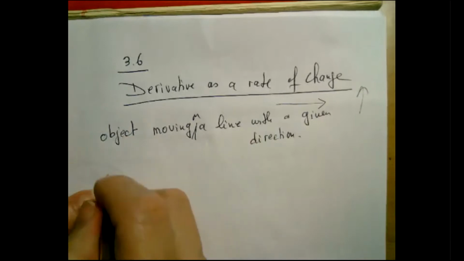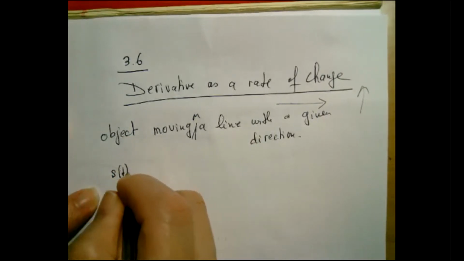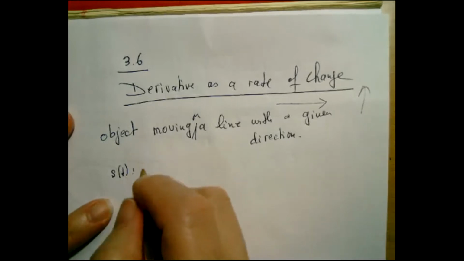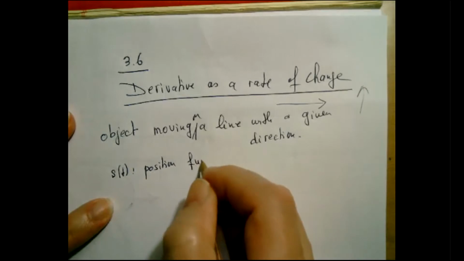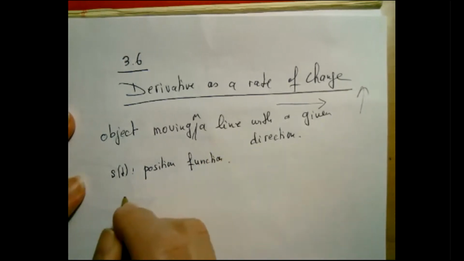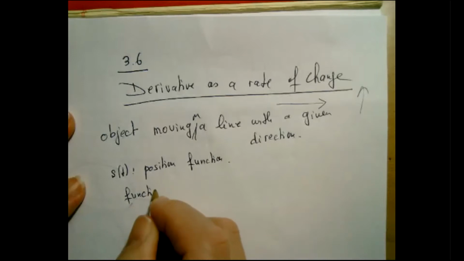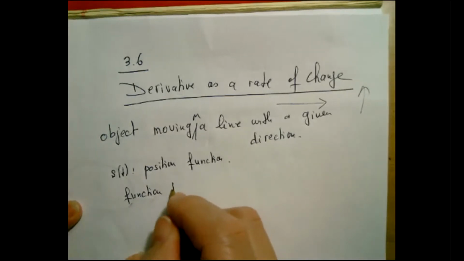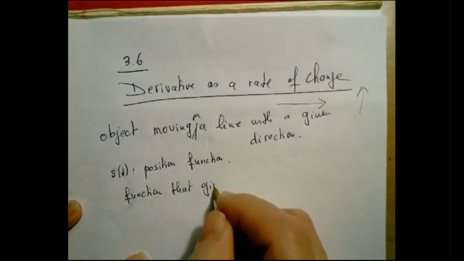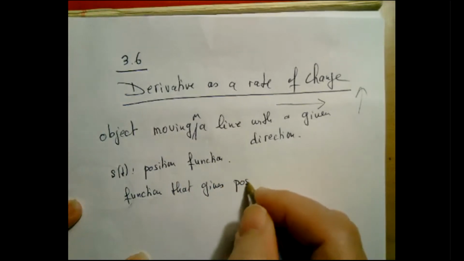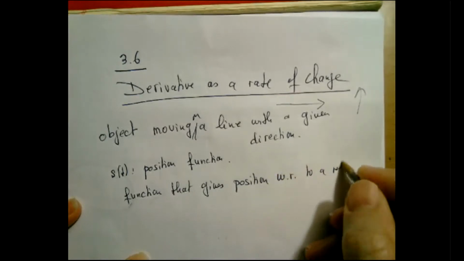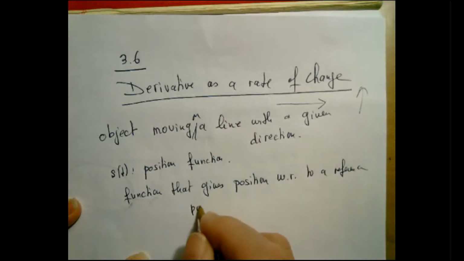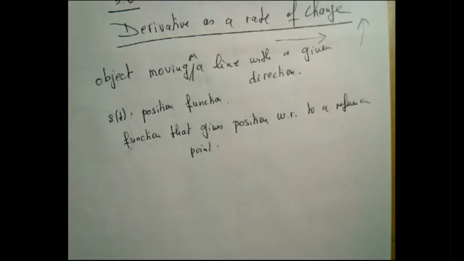And we have a function which tells me where the object is at every moment in time. So s of t is the position function. It means a function that gives the position with respect to a reference point. First we just remind you of the definition and then we work out a problem.